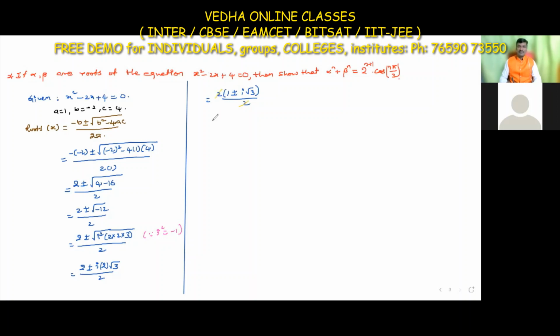So now here, what are the values? 1 plus or minus i root 3. Now, what is given? Given that alpha, beta are the roots of x square minus 2x plus 4 equal to 0. Then, since it is given, let me take alpha equal to 1 plus i root 3, and beta as 1 minus i root 3.